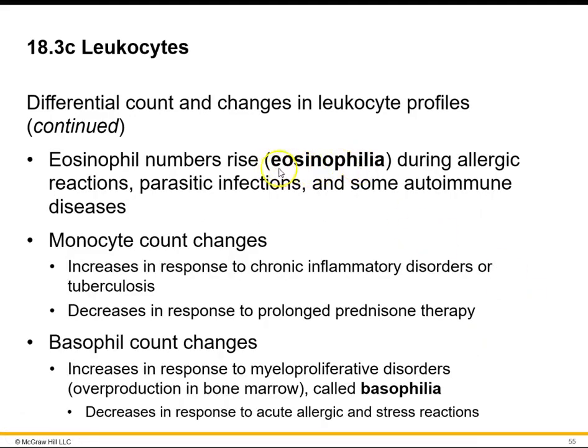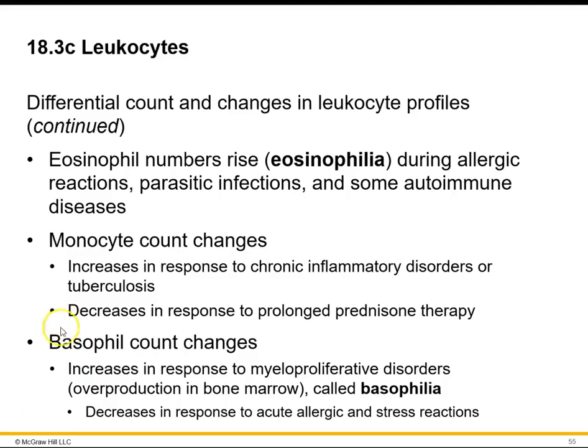Eosinophilia, or an increase in the number of eosinophils that are circulating. This occurs during allergic reactions, parasitic infections, especially those parasitic worms, and then some autoimmune diseases as well. Monocytes increase in response to chronic inflammatory disorders or even tuberculosis, and they decrease in response to prolonged steroid therapy. So one thing that steroids do is, over time at least, suppress your immune system. Okay, and then you have basophils.